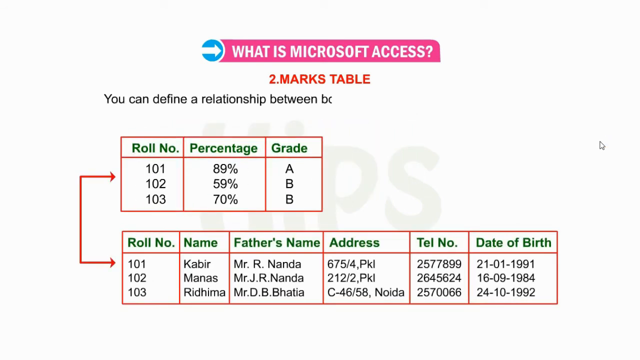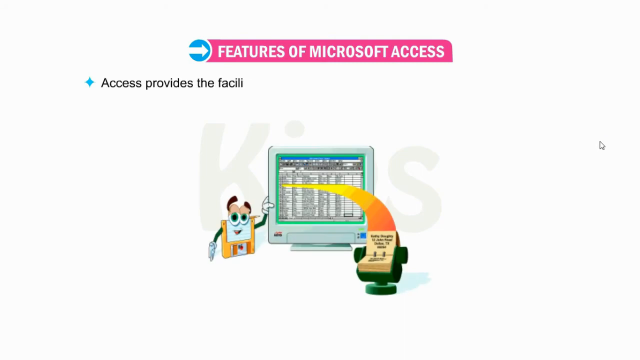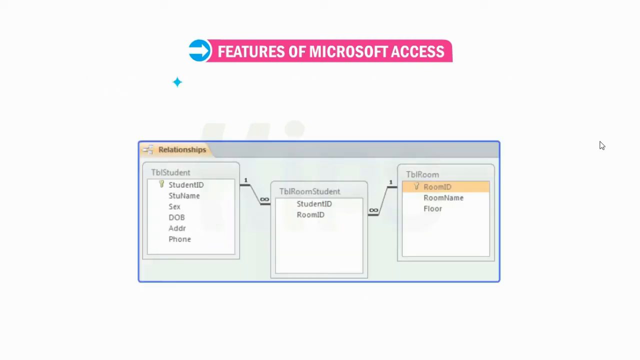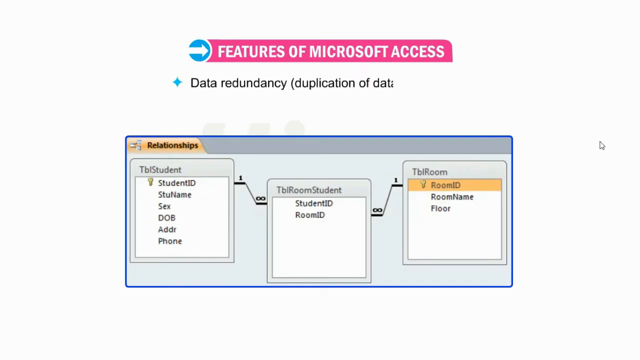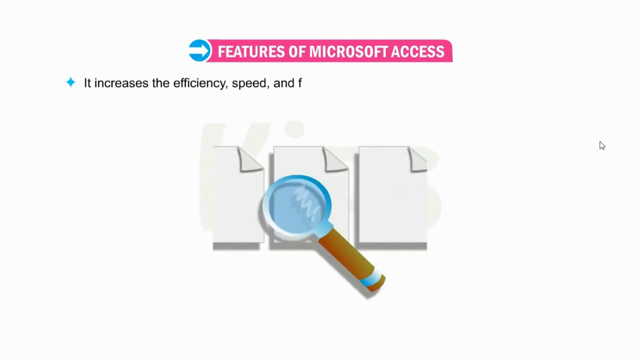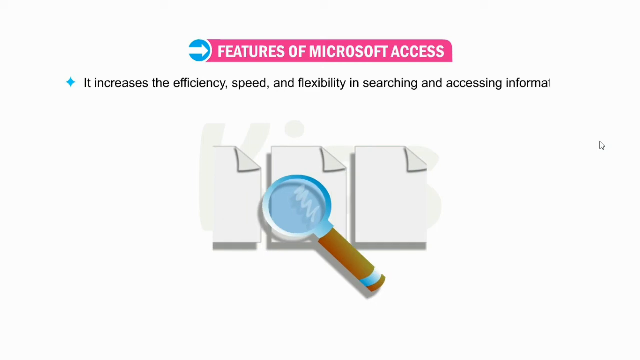You can define a relationship between both the tables using a common field, that is roll number. In this way, RDBMS reduces the duplicity of data. Features of Microsoft Access. Access provides the facility to break large information into small parts so that it's easy to access the information. Data redundancy: duplication of data is reduced. It increases the efficiency, speed, and flexibility in searching and accessing information.